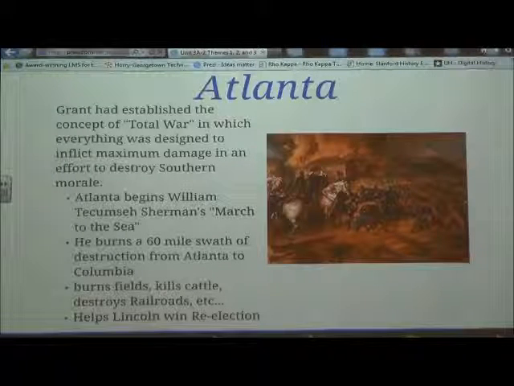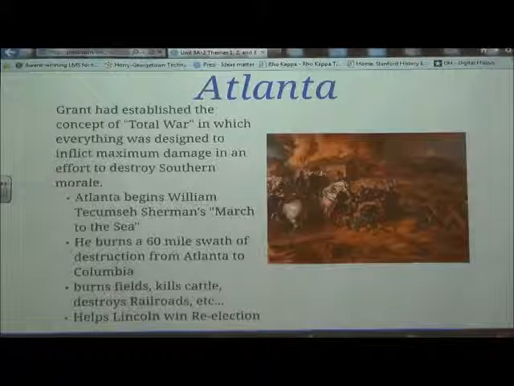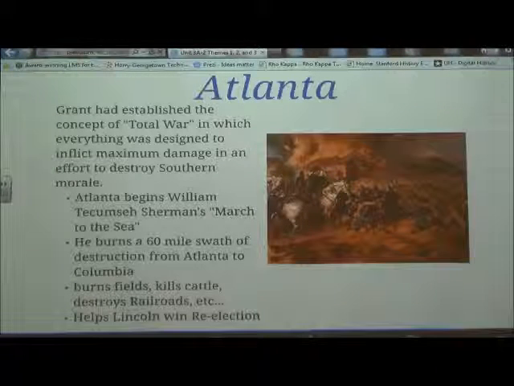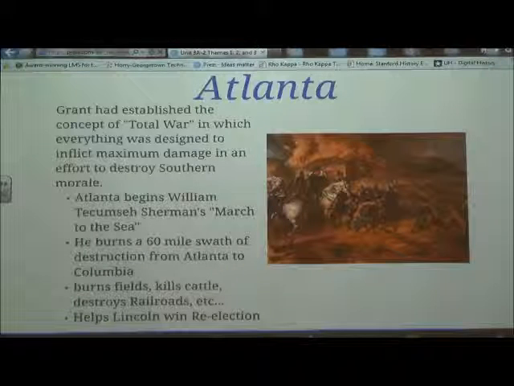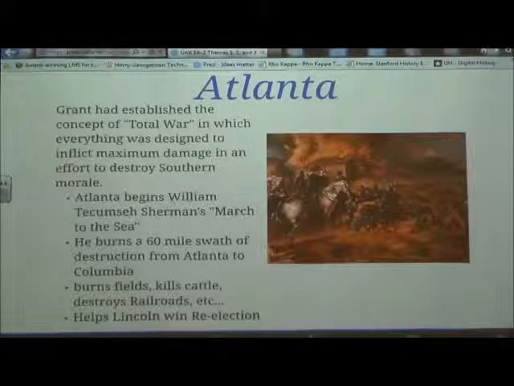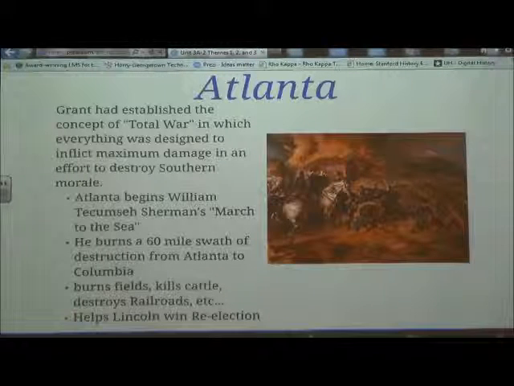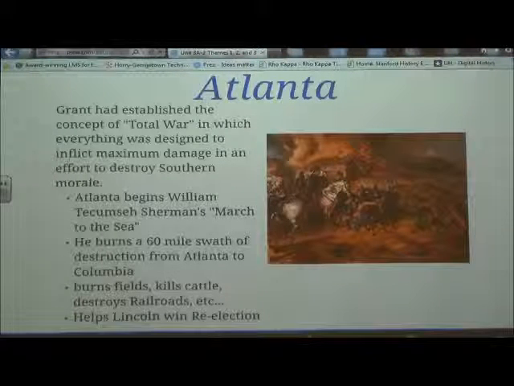Grant established a concept known as total war, in which everything was designed to inflict maximum damage on the South in order to destroy Southern morale. You're not going to be a very good soldier if you're worried that your farm is going to be burned down and your wife is going to be taken away and your kids are going to be sent away.